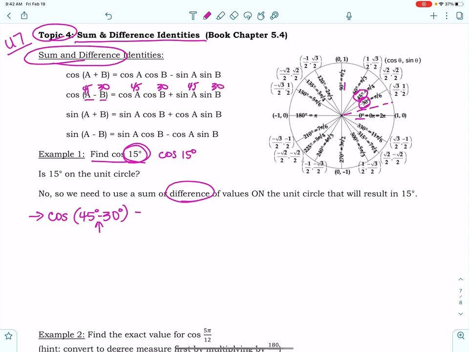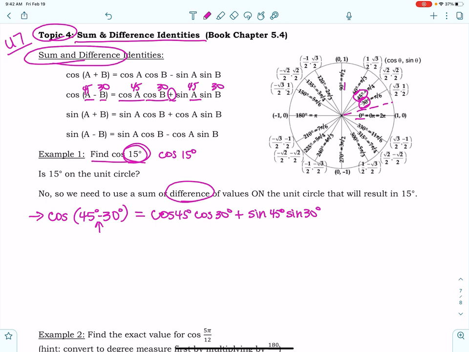So I am going to set this equal to cosine A, so cosine 45 degrees times cosine of 30 degrees, plus sine of 45 degrees times sine of 30 degrees. See how that works? Easy peasy.